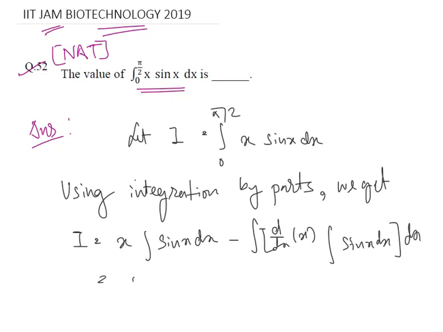So here we get x times minus cos x, minus the integration of, d/dx of x is 1, and the integration of sin x dx is minus cos x, so here we get plus cos x dx.